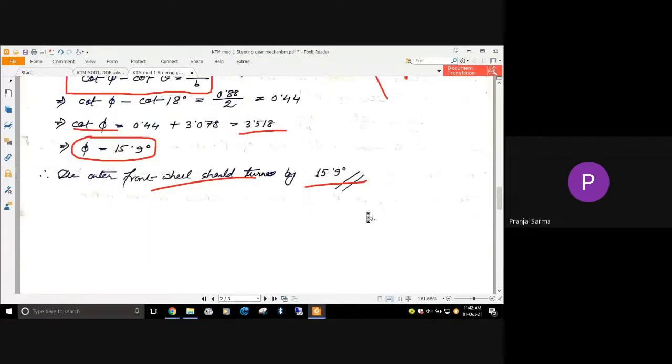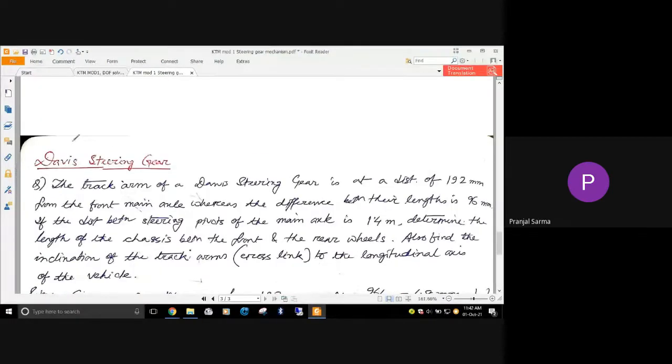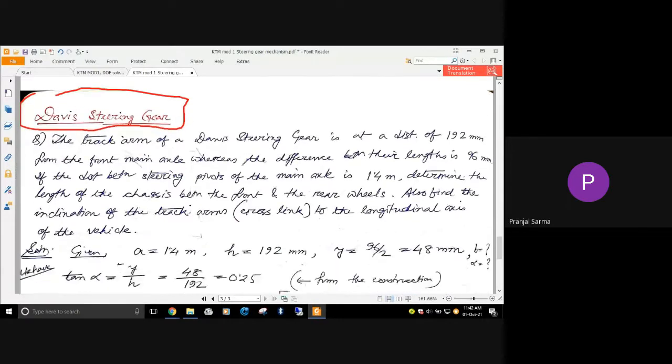No. Okay. So another problem we'll see is that the previous one was only for the standard steering gear mechanism. Now this one is particular to the Davis steering gear mechanism. In the Davis steering gear mechanism, all those track arms etc. were also there. Here it is said that the track arm of the Davis steering gear is at a distance of 192 mm from the front main axle.